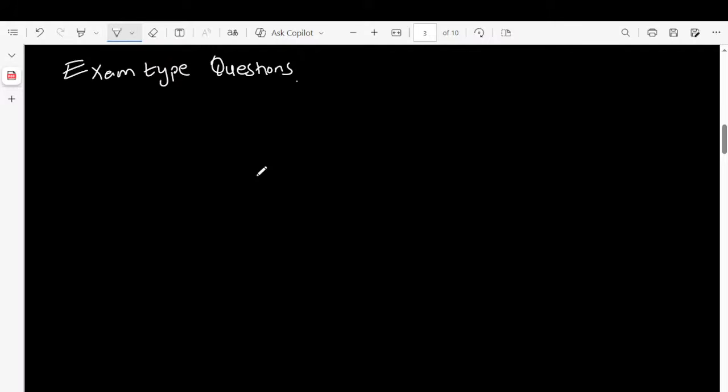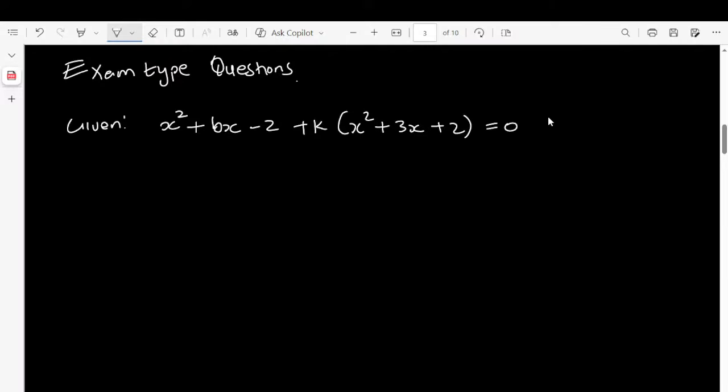On the exam type questions, you'll be given something like this. Let's say I have x squared plus bx minus 2, plus k into x squared plus 3x plus 2, and they tell you that this is equal to 0, and there's a condition that says k must not be equal to minus 1.